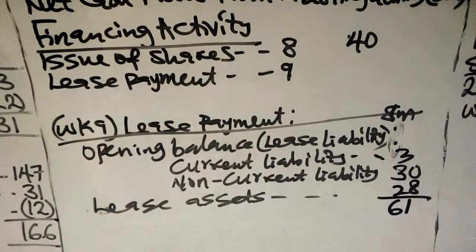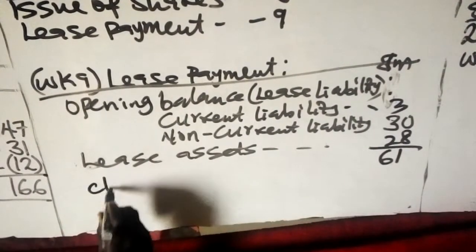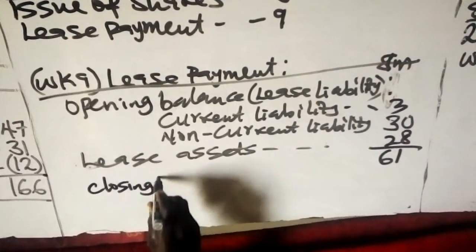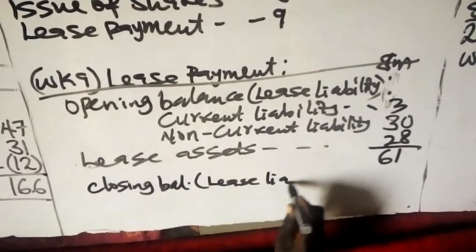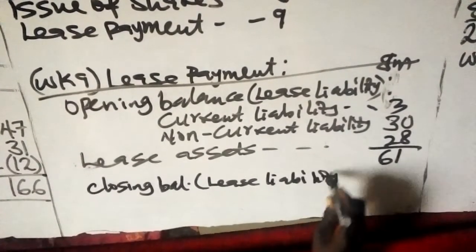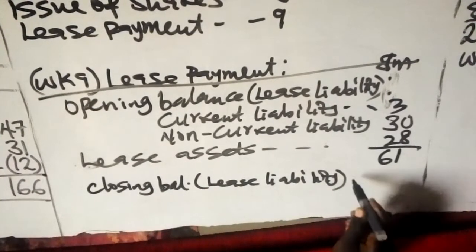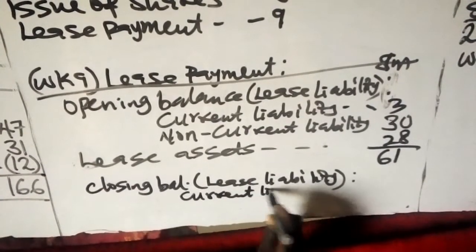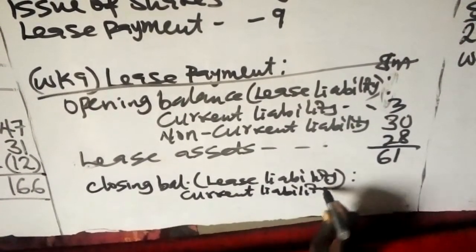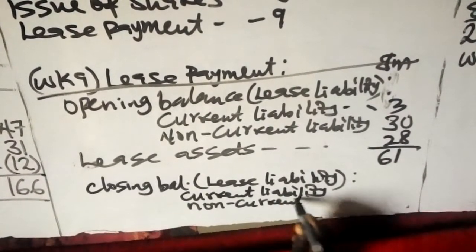Then you now less the closing balances, that is of lease liability. The closing balances of lease liability, the one under current liability and the one under non-current liability.